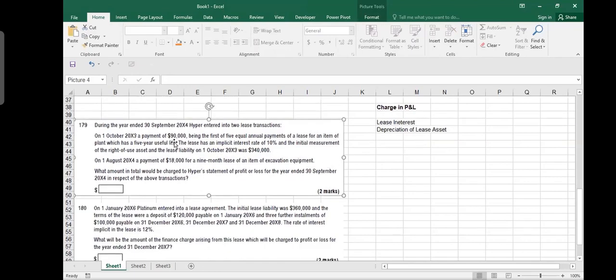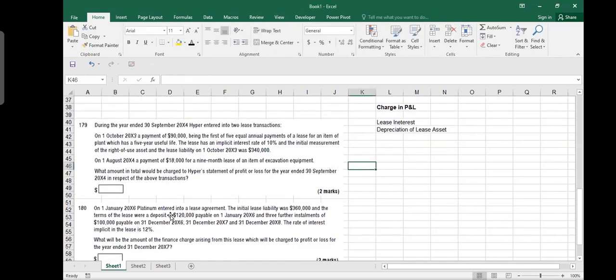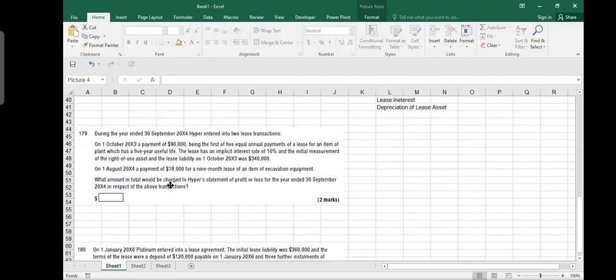It says that during 30th September 2004, Hyper entered into two lease transactions on 1st October 2003. So first you pay attention, where is your end of the year? Your end of year here is 30th September 2004. And the beginning of the year is 1st October 2003. So we are talking about a full 1 year. It is not about 6 months or 8 months. So first thing you always pay attention: are we talking about months or a full year? So we are talking about a full year.